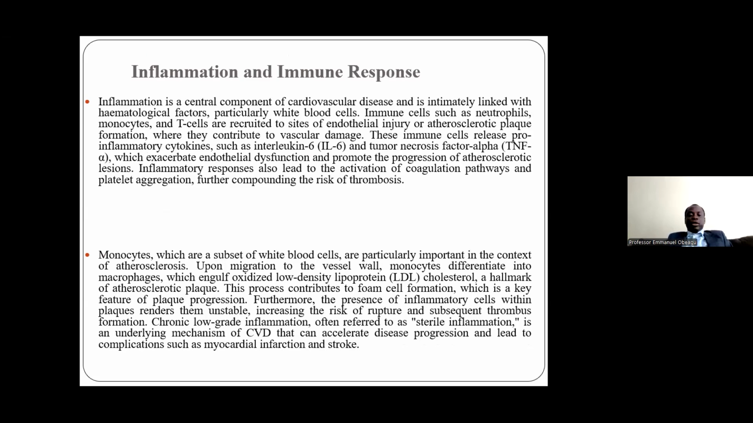Another mechanism you need to consider here, from blood to heart, in advancing research in cardiovascular diseases, involves inflammation and immune response. Inflammation, which I told you is a central component of cardiovascular disease, is intimately linked with hematological factors, particularly white blood cells, which induce the inflammation. So immune cells such as neutrophils, monocytes, and T cells are recruited to the site of endothelial injury or to the site of atherosclerotic plaque formation, where they contribute to vascular damage. These cells release pro-inflammatory cytokines such as interleukin 6 and tumor necrosis factor.